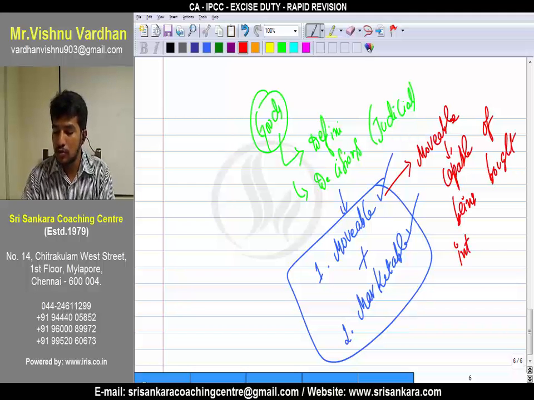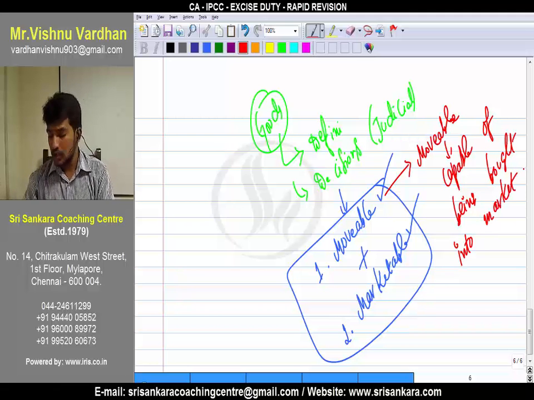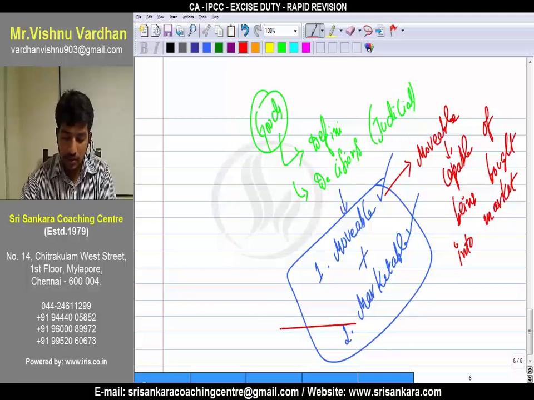Bought into market. Clear? So actually, the goods should have the capability of being brought into the market. It should be capable of being moved. That's all. In simple definition, it should be movable. No need to complicate things. As simple as possible. So next, what is marketability?